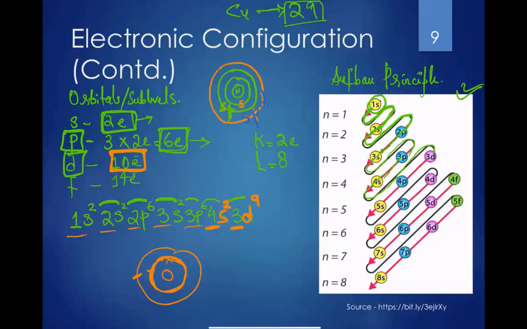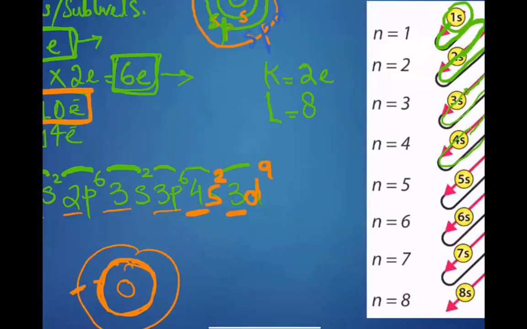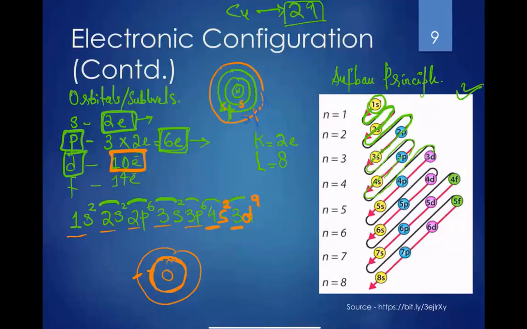3d10, and 4s1. So that is absolutely right. And who is that? Ashish. So what I'm going to do is change this 9 to 10. Now the 3rd level is complete and there is 1 electron less on this.